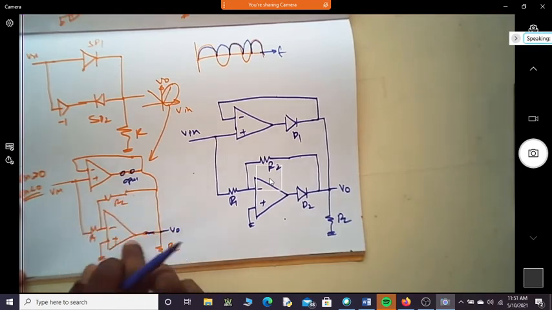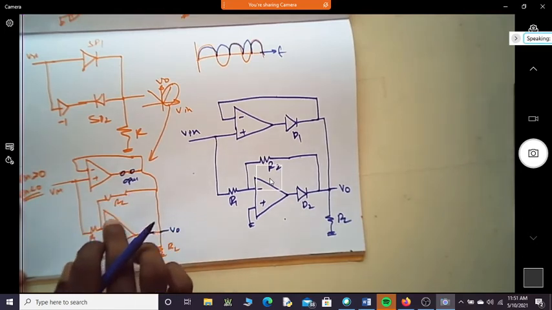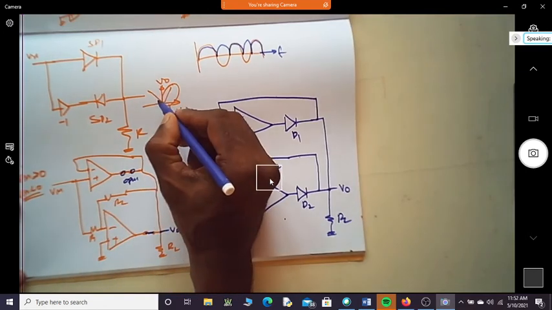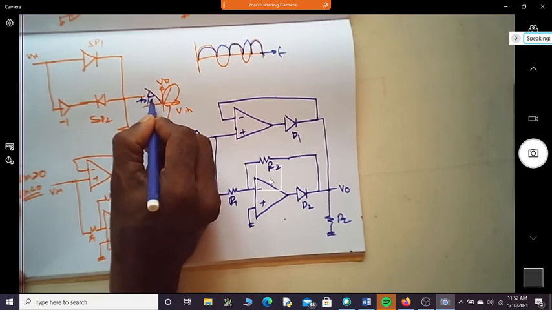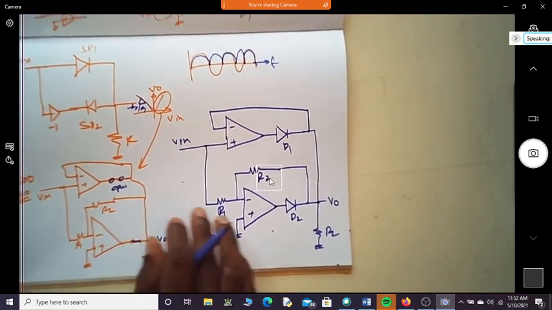So you have an inverting amplifier with a gain of minus R2 by R1. So this is having a gain of minus R2 by R1, correct?